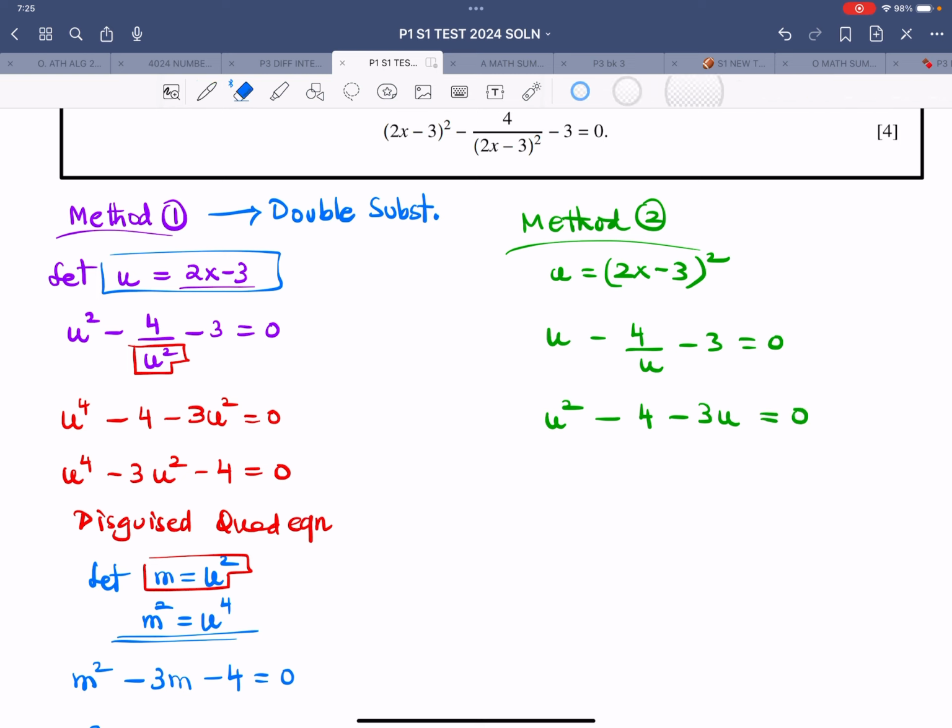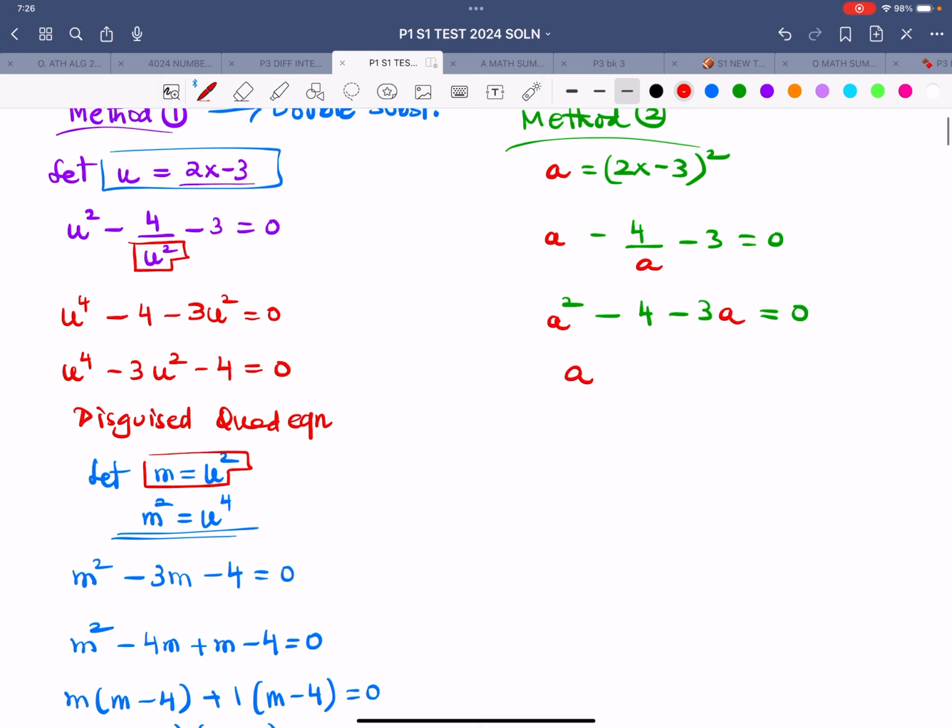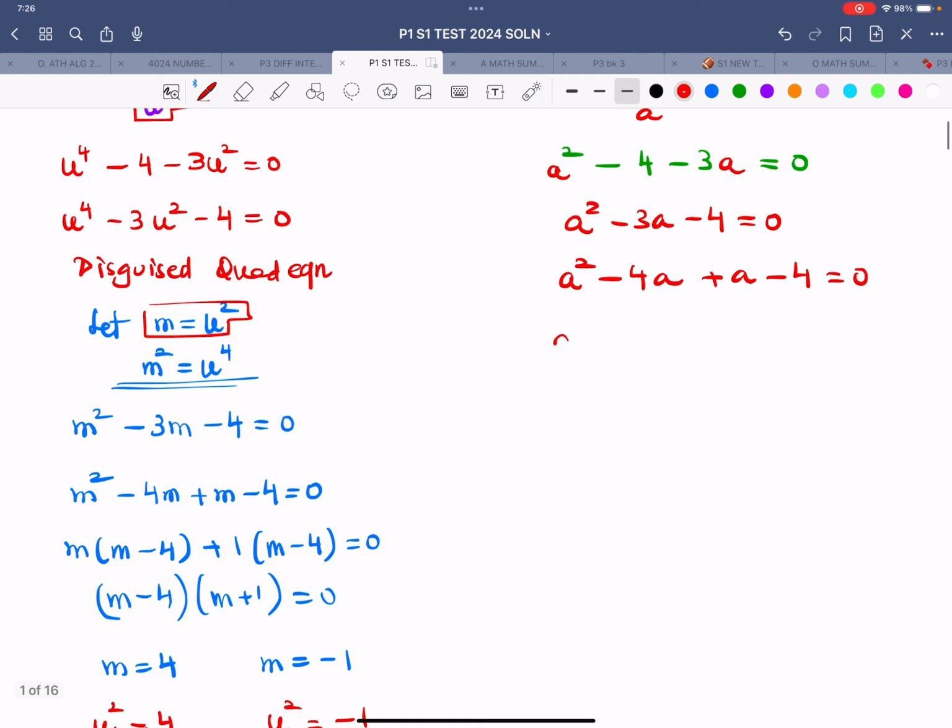Even better, let me not use u over here. Let me choose something else. I think a looks better. So let me write a over here and wherever it's possible. So this is a minus 4 over a minus 3 equals 0. a squared minus 4 minus 3a equals 0. a squared minus 3a minus 4 equals 0. So therefore a squared minus 4a plus a minus 4 equals 0. a (a minus 4) plus 1 (a minus 4) equals 0.